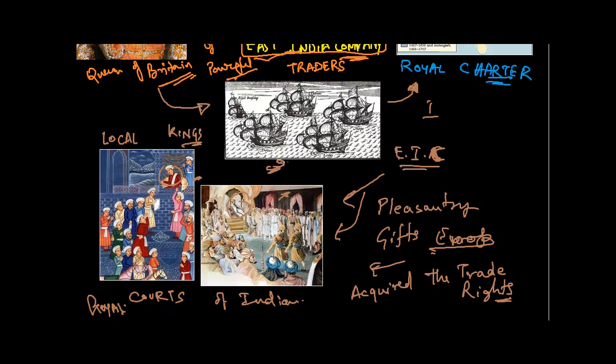You can easily imagine that it was not possible for these East India Company people to come into India and do trade. No, it was not possible, because though they had small areas or small districts in their possession, a foreigner cannot come inside anyone's territory, not in India, not in any other place, not in history and not in the future. So they wanted to take permissions from these kings. So they tried to please them with gifts or some other things, and they acquired the trade rights.